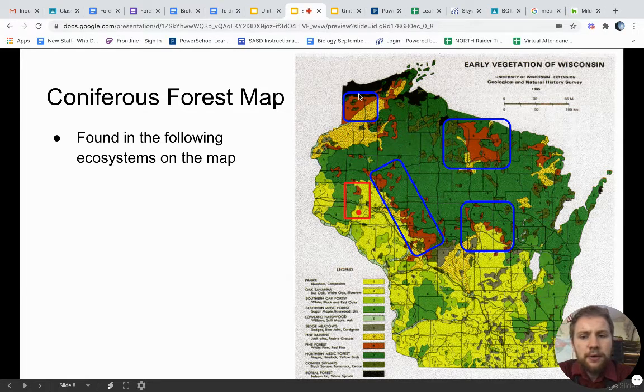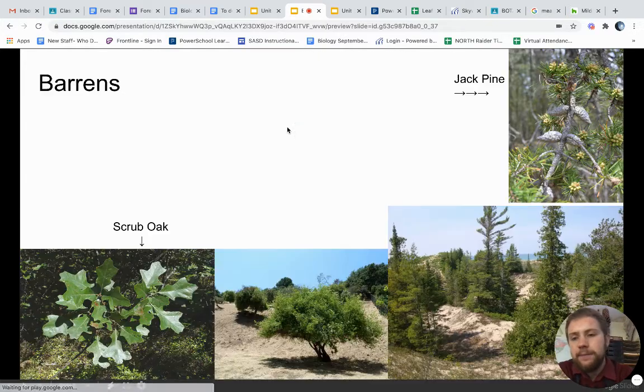So the coniferous forest is found in the following ecosystems on the map. It would mostly be the pine forest, white pine and red pine. See, it's exactly how we would describe it. That is coded as red. So all of these red areas, notice kind of central and northern Wisconsin is where this coniferous pine forest would be. Mostly pines, all right, with their needles that they keep year-round.